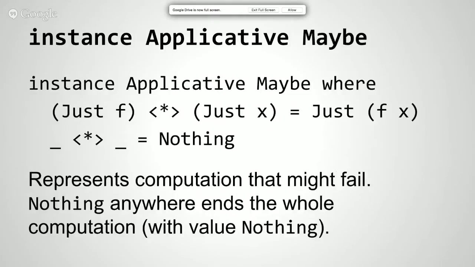Maybe is also an applicative, and really a Maybe is just a list that can only have one element in it. It's 0 or 1 elements. But just f snowflake just x is just f of x. If you have a Nothing, then you get a Nothing. So it's computation that might fail, and a Nothing just ends the whole thing.